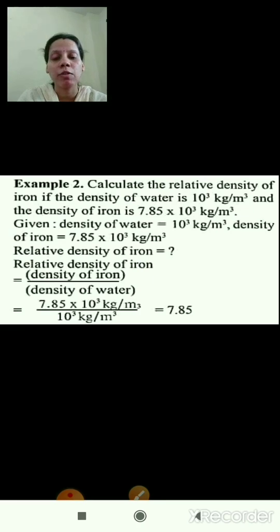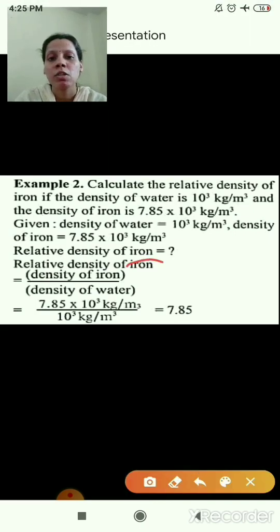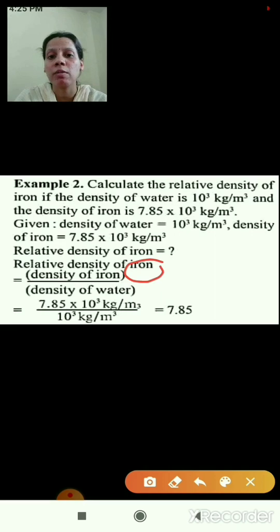So we have seen the formula for relative density. What is the formula? Relative density is equal to density of substance upon density of water. Now here, in place of substance, iron is given. So you will write down: relative density of iron is equal to density of iron upon density of water. Correct. So this formula you will write down.